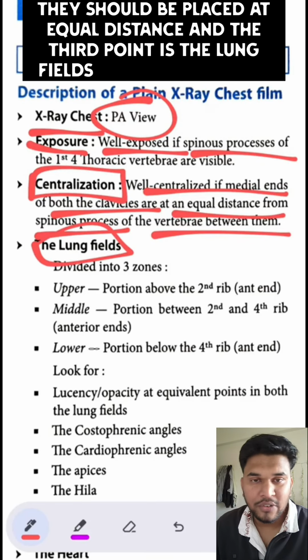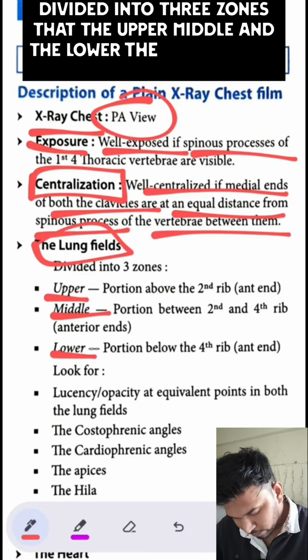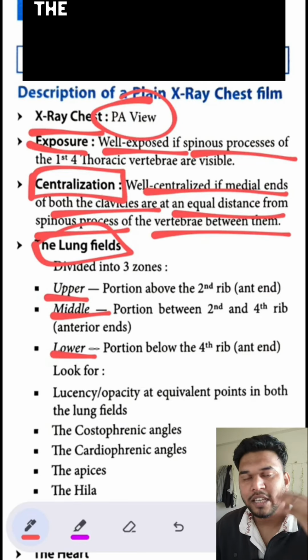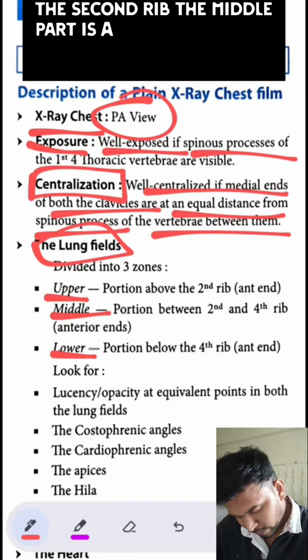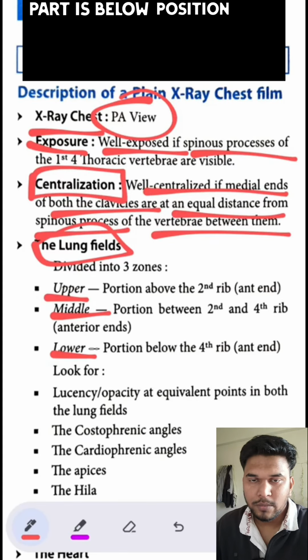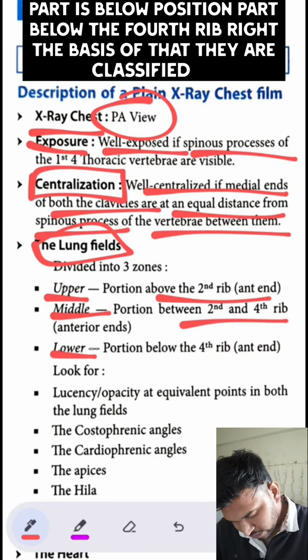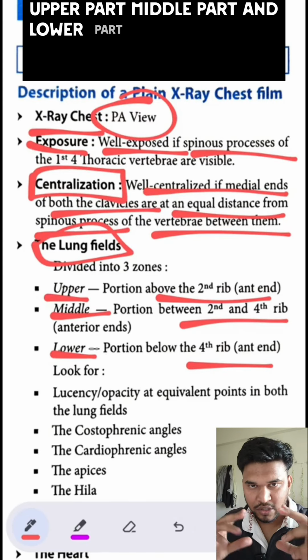And the third point is the lung fields. They are basically divided into three zones, the upper, middle, and lower. The upper part is the portion above the second rib. The middle part is the portion between the second and the fourth rib. And the lower part is below the fourth rib, right? On the basis of that, they are classified as the upper part, middle part, and lower part of the lungs.